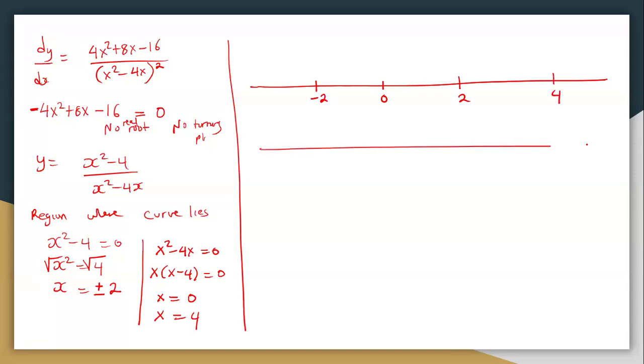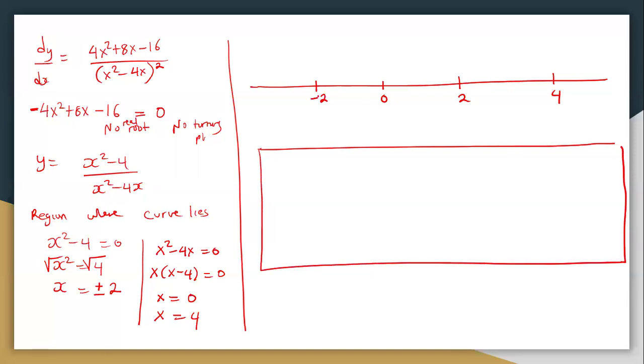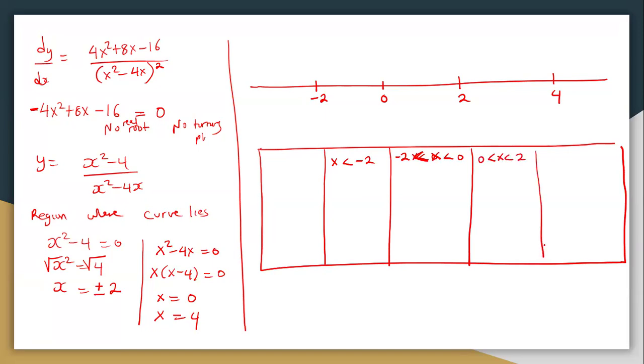So that means that in the table you are going to come up with here, you are going to have something negative 2 and less. How does my curve behave? That is x less than negative 2. What about between negative 2 and 0, that is negative 2 less than x less than 0? What about between 0 less than x less than 2? What about between 2 less than x less than 4? And what about above the 4? So you cater for all the regions.